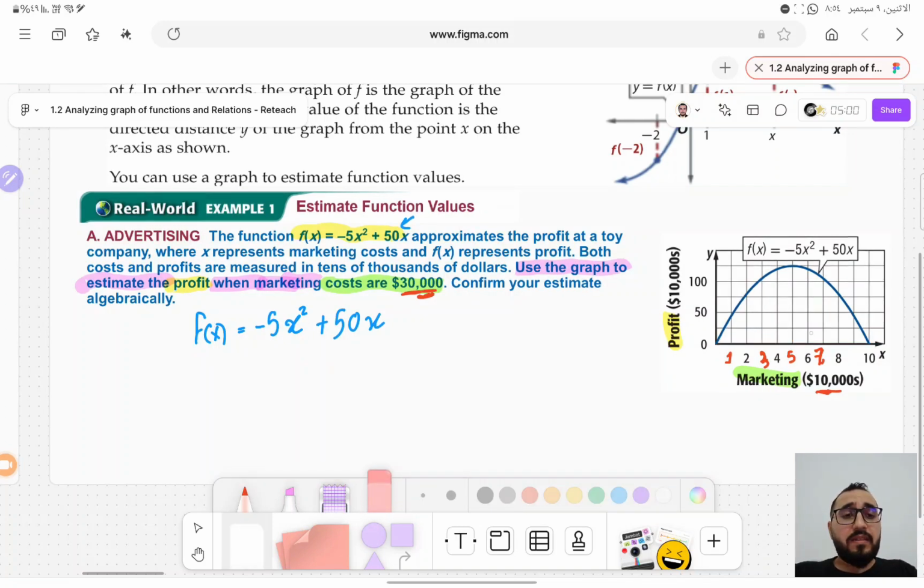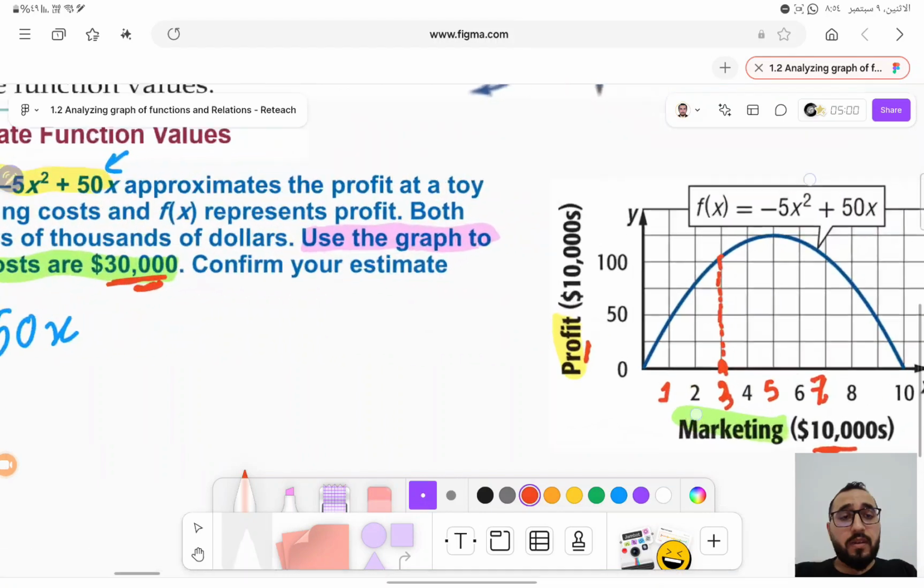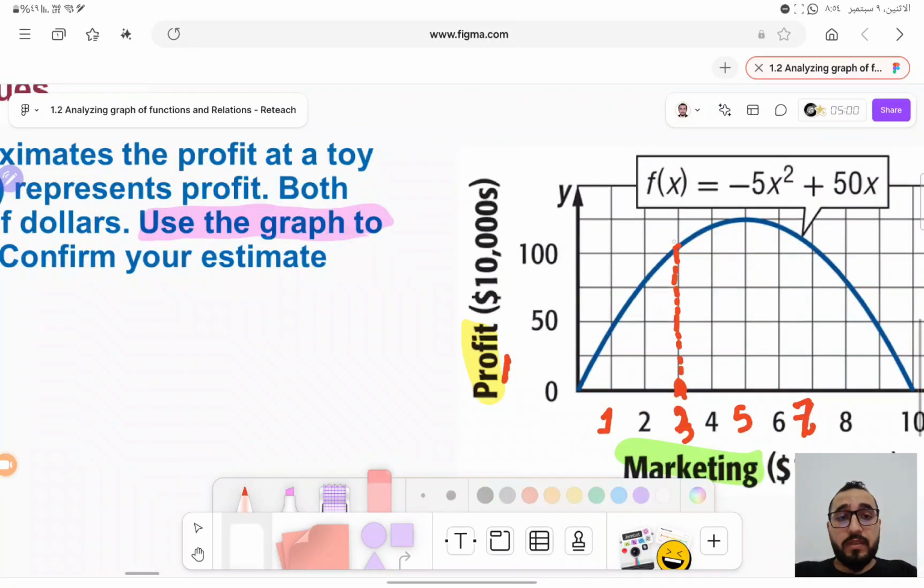So at the 30,000 marketing, we need to see the profit. If you draw a straight line, it will be somewhere here. Okay, let me zoom in. It will be somewhere here because if you check the graph, it's not on 100 exactly. It's somewhere here, a little bit above 100.